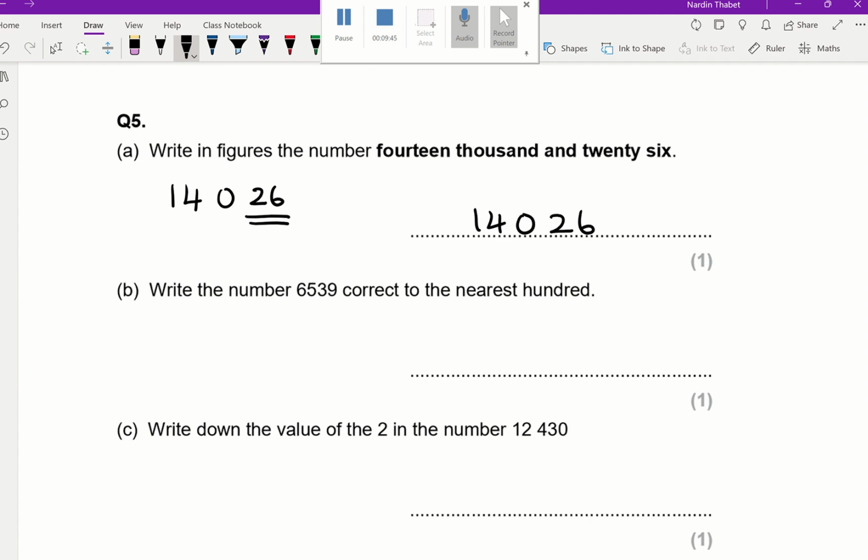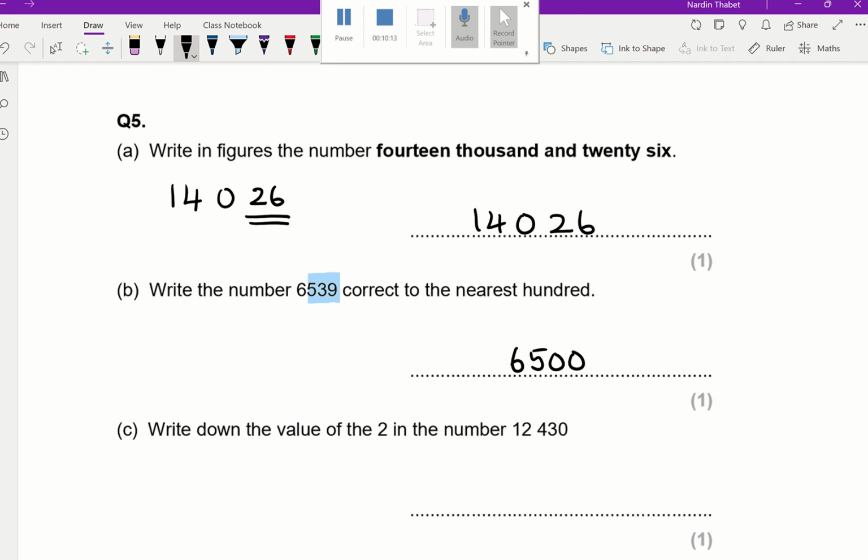Write the number 6,539 correct to the nearest 100. 100 means I'm interested in the last 3 digits. This is 539, it's closer to 500 than 600. If it was 550 or more, it would be closer to 600. So this is 6,500.